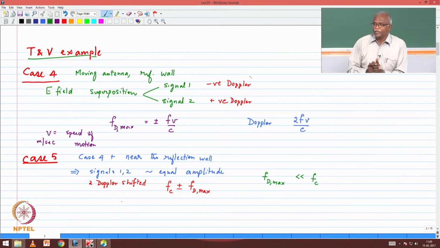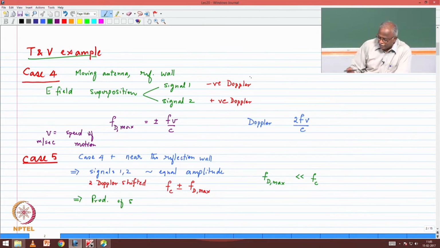In physics we know that when this happens, there will be beating of the 2 sinusoidal components that results in a product of sinusoids. So this resultant is a product of sinusoids which has the sum and difference components. Of course you can look at it and recognize that there will be a component at FC and then a component at FD max. So, a product of sum and difference frequencies.